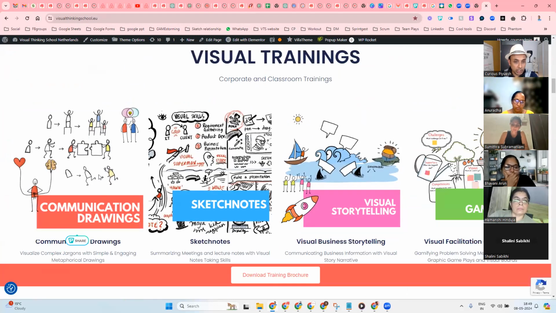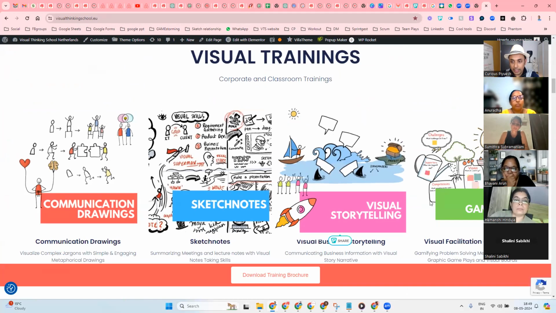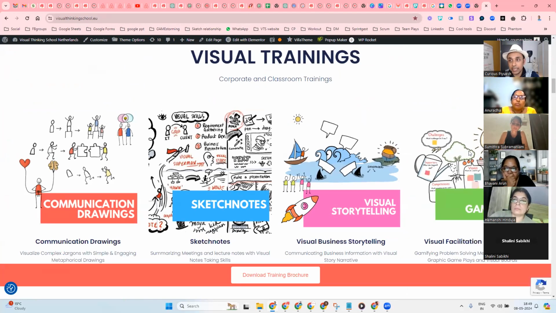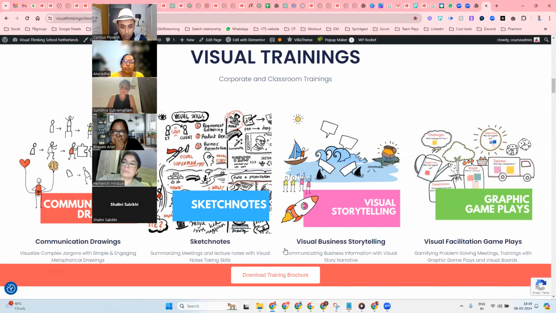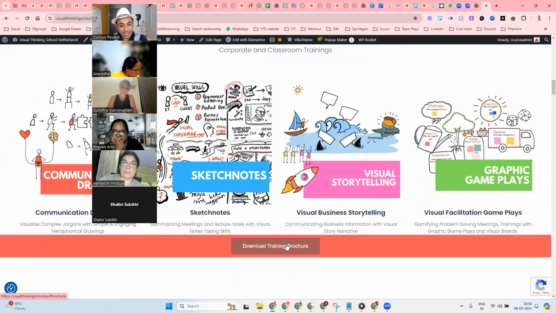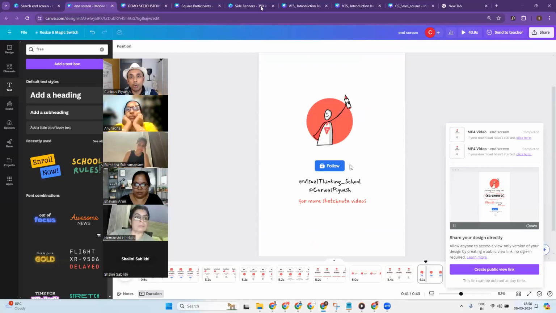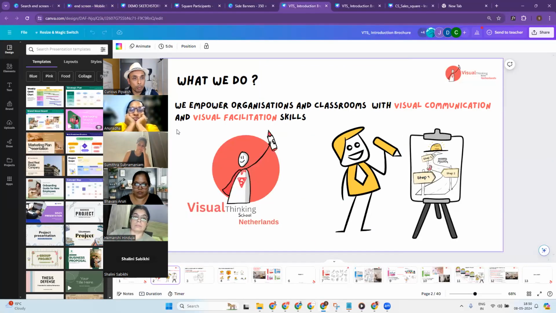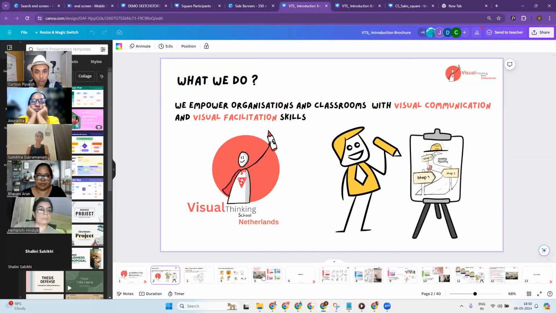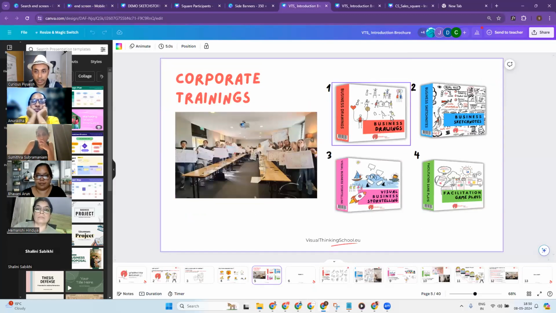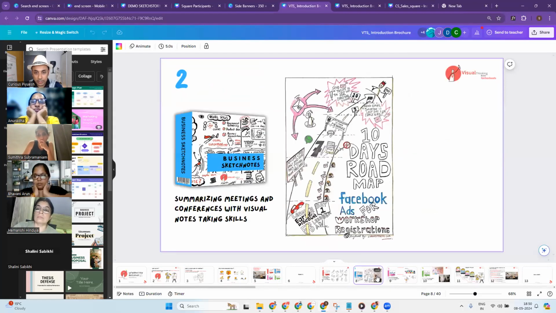One is the basic communication drawing, which is just understanding how to draw to communicate. Then comes Sketchnote, then comes visual business storytelling, and then comes graphic facilitation. So graphic facilitation is the fourth level. Now, when you click on download brochure, you will be able to understand each and everything of our trainings with examples as well. This kind of a brochure will open. And here you will understand what these corporate trainings are on. So corporate trainings are 1, 2, 3, 4. And then you will see examples as well.